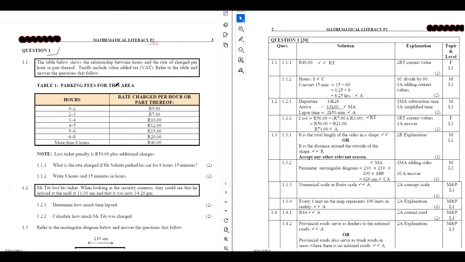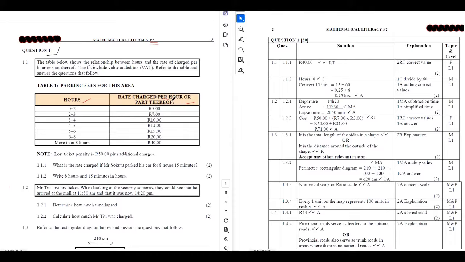So if we check, we can see that we are given our table. And guys, you need to understand that in mathematical literacy, you will always be given something to work with. So you'll be given something that you need to use to answer your set of questions. Okay, so let's start with the first one. We can see that for question 1.1, we are given a table, and then the table has two columns, right? So we have the hours, and then we also have the rate charged per hour.